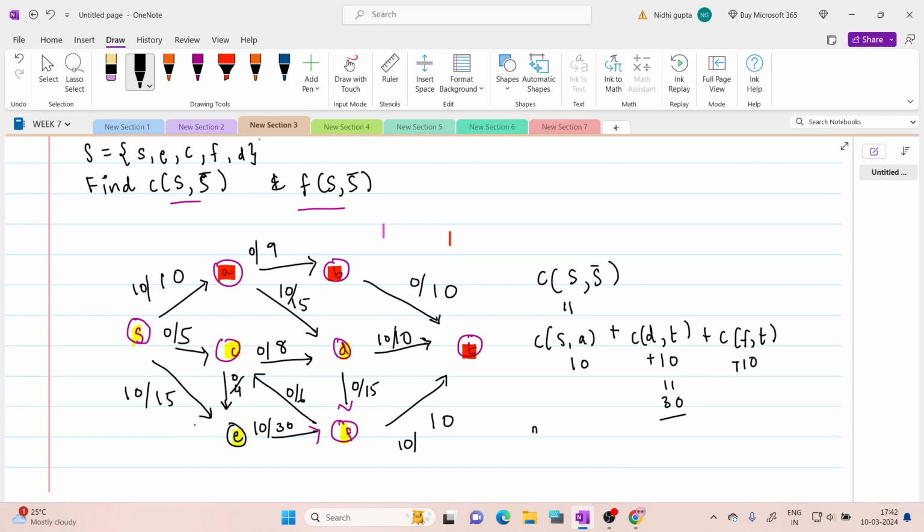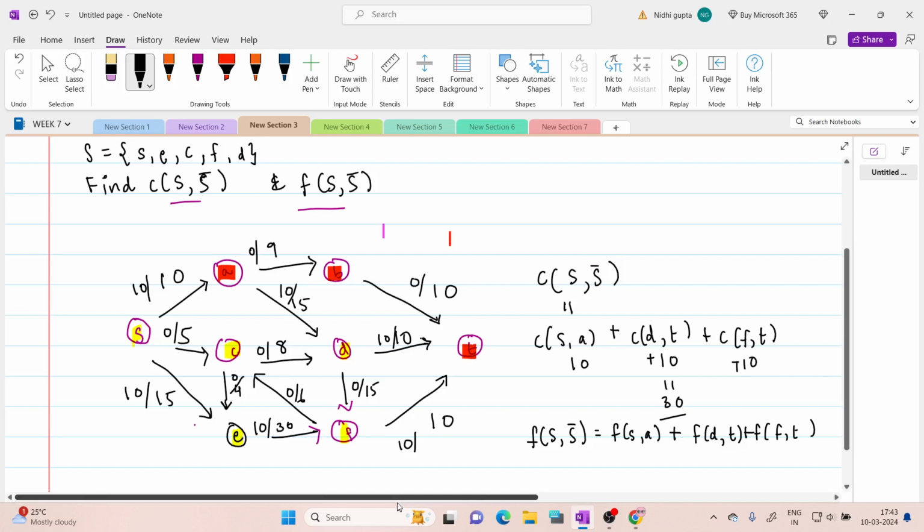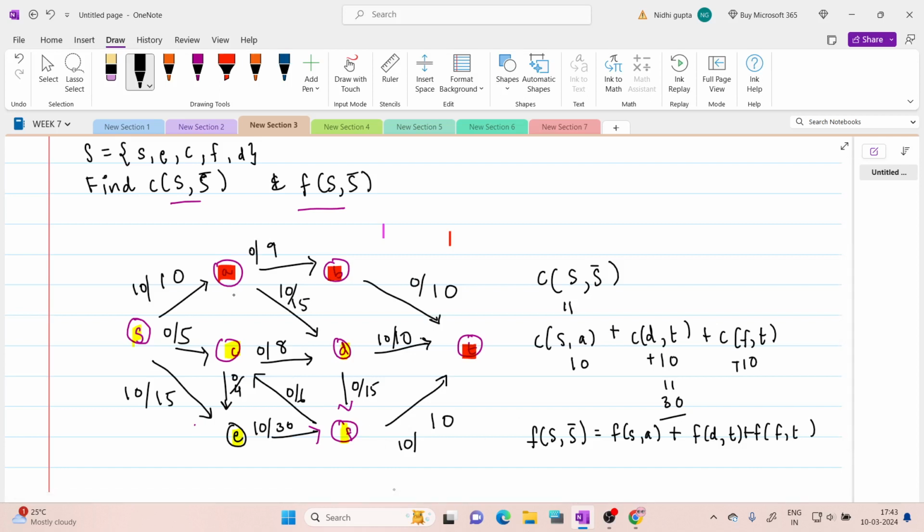What about flow? It is f of S, A, plus f of D, T, plus f of F, T. And is there any edge which is going from S bar to S? There is AD, an edge from A. So we have to subtract that.